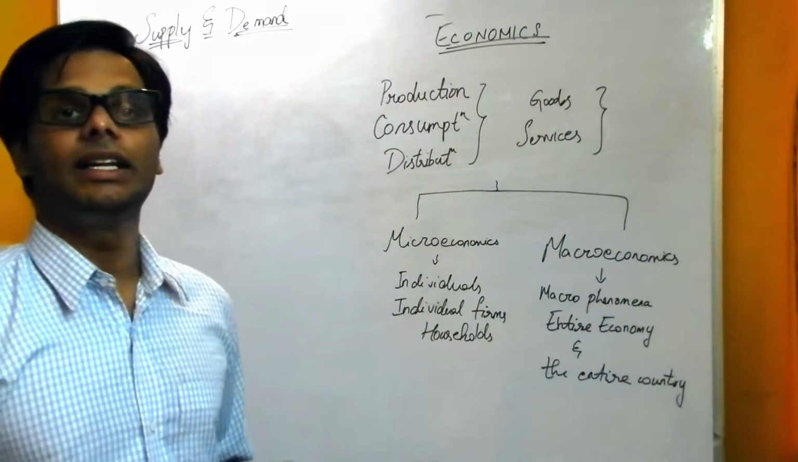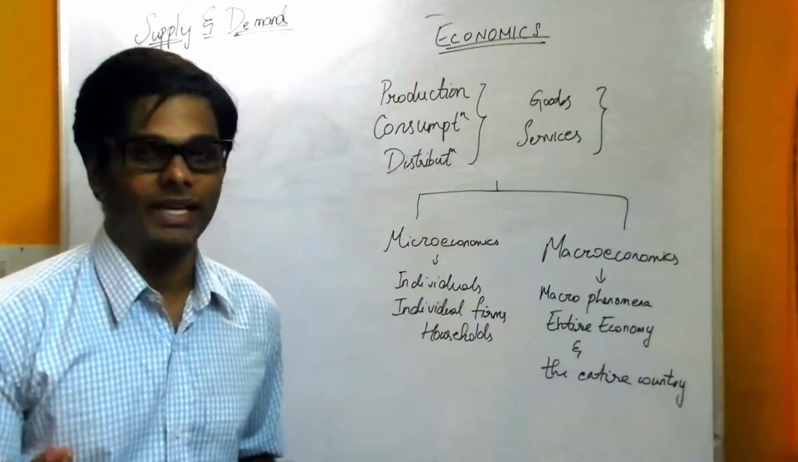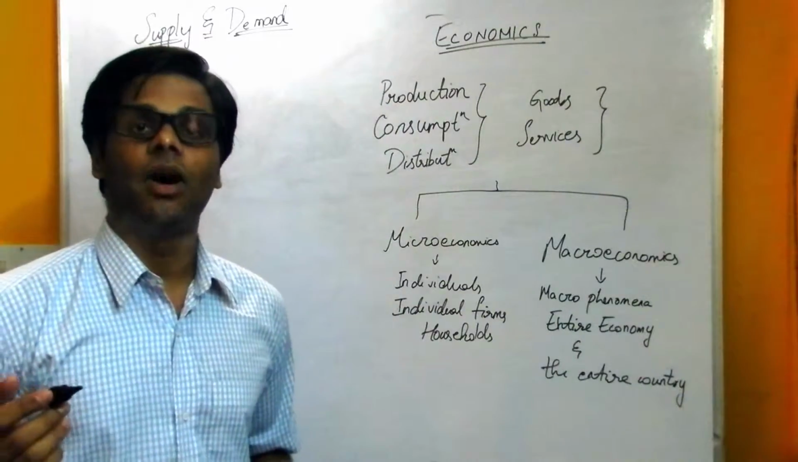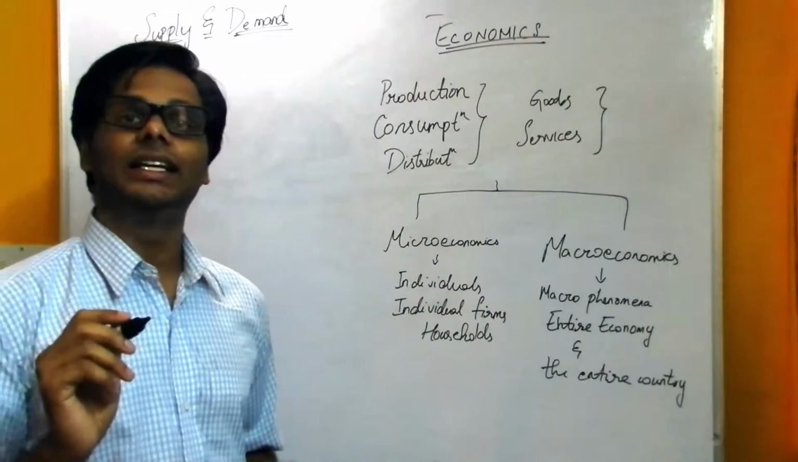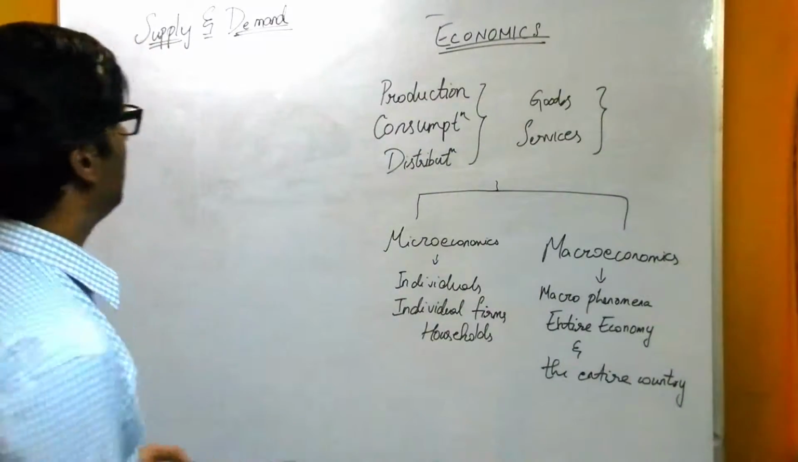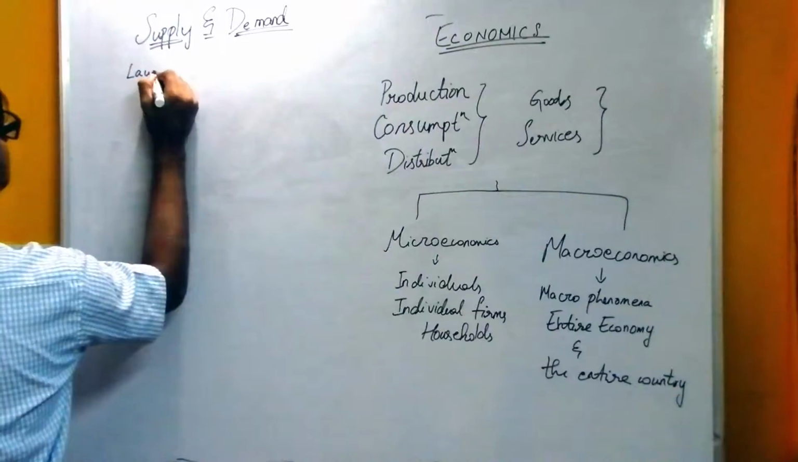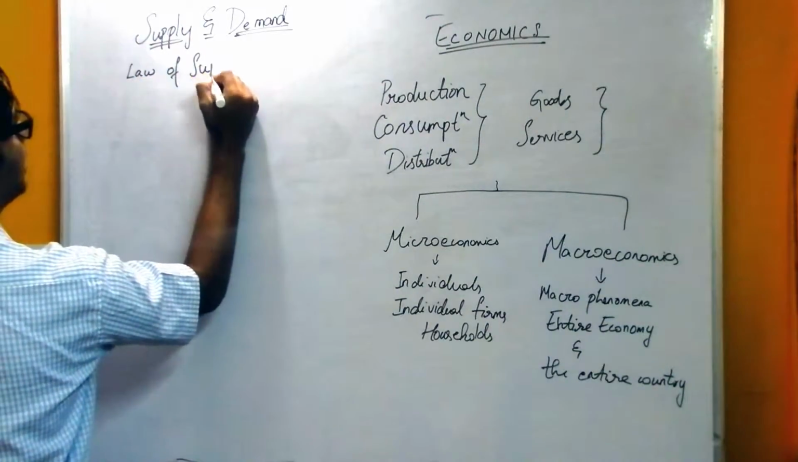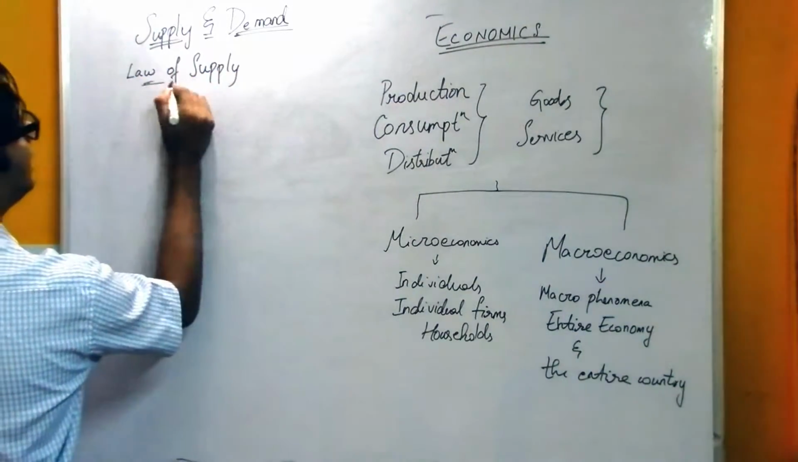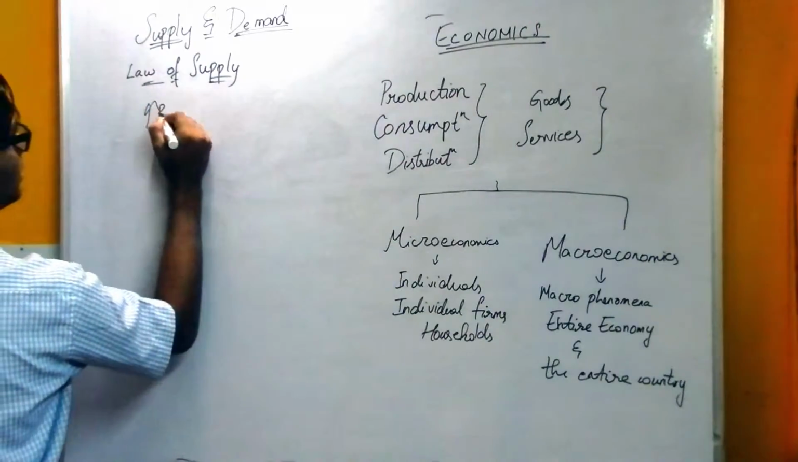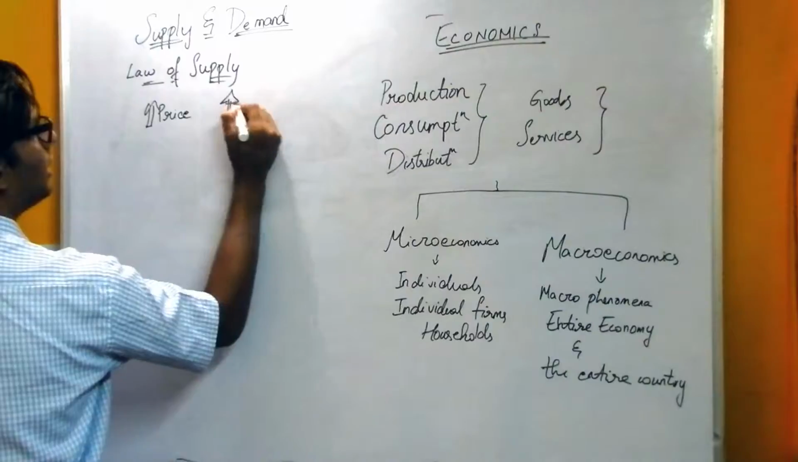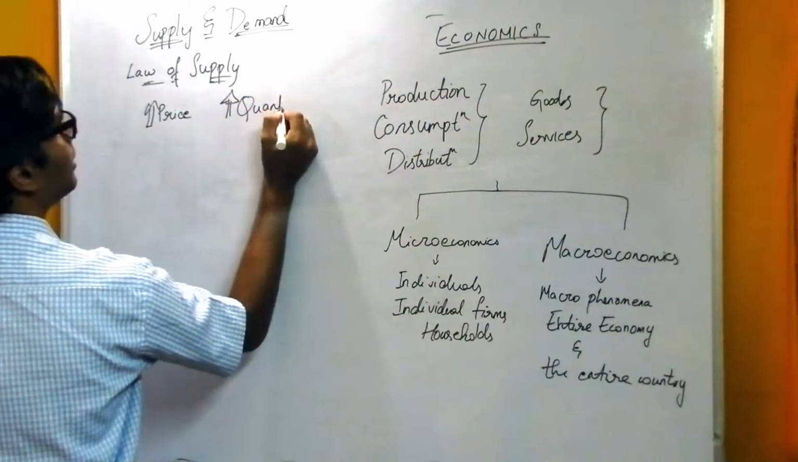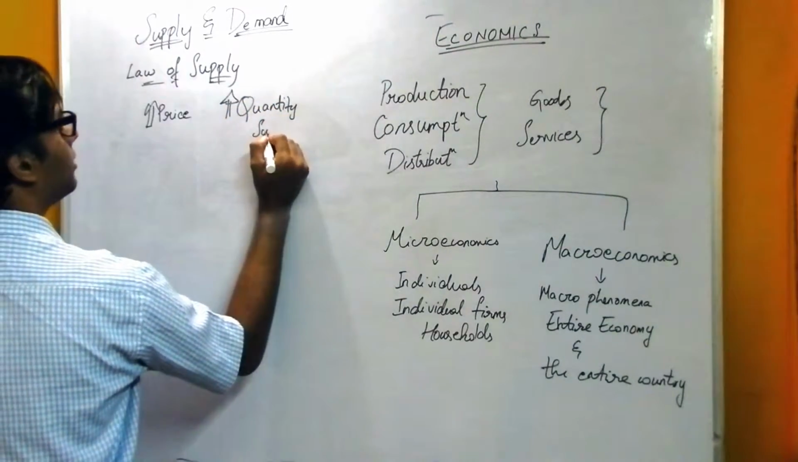So looking at it technically, let us begin with the law of supply. So what does the law of supply state? The law of supply states that an increase in price results in an increase in quantity supplied. So I repeat, the law of supply states that an increase in price results in an increase in quantity supplied.